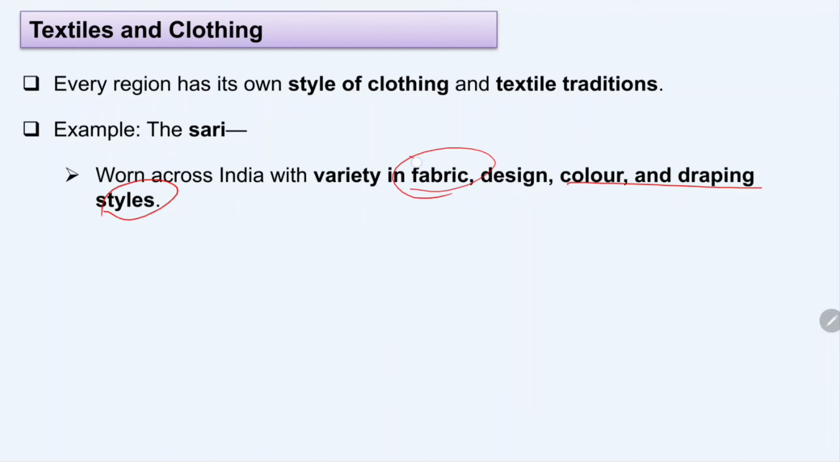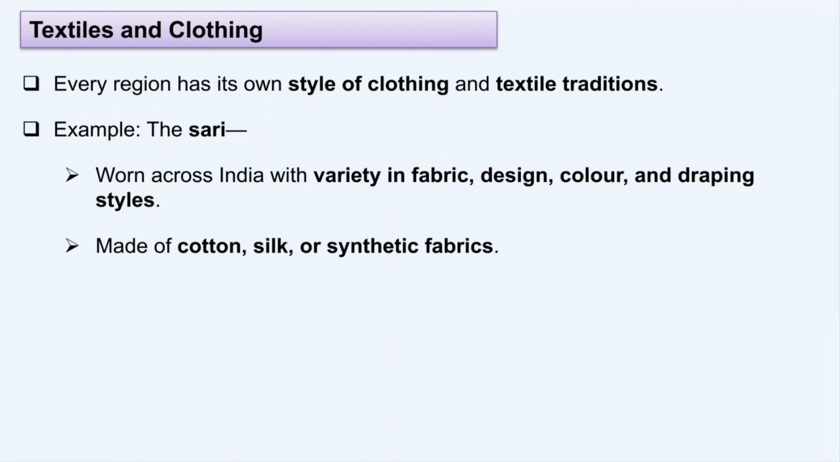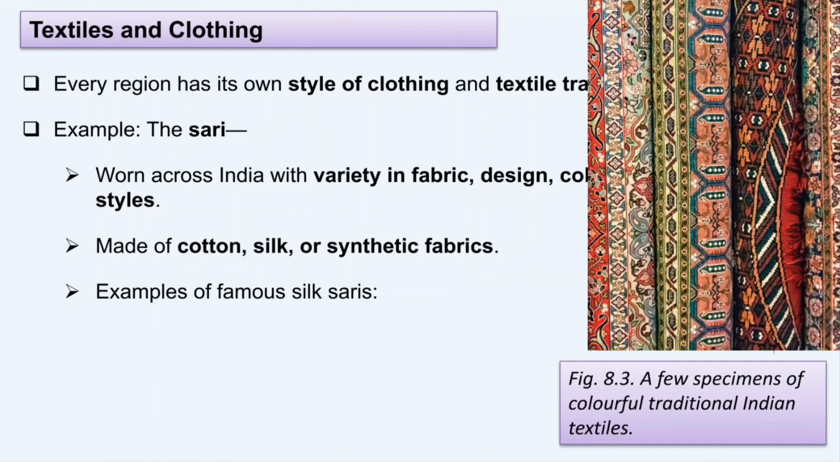We have different fabrics like cotton, silk, Banarasi, Kanjivaram. We have different designs and patterns, colorful, isn't it? Some are plain, some are bordered, some are different colors. So you'll find different things, but in the end, what we need to understand is that it is the same thing, sari, isn't it? Made of cotton, silk or synthetic fabrics, like famous silk saris.